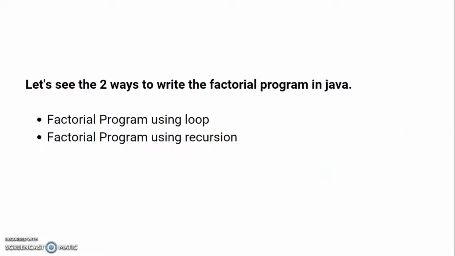We are going to learn two different ways to find the factorial of a number. The first program will be using a loop, more precisely a for loop. And in the second way, we'll be using a recursion technique. Alright.